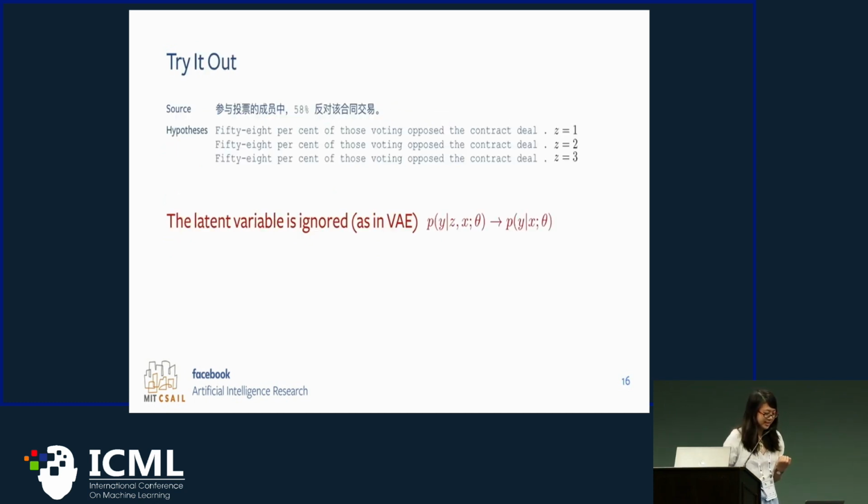So far, everything seems nice and fine, so let's try out our mixture model with K equals 3 components. Unfortunately, all the components produce exactly the same hypothesis. The Z is ignored, and our mixture model degenerates to a baseline model without any benefit from the latent variable.